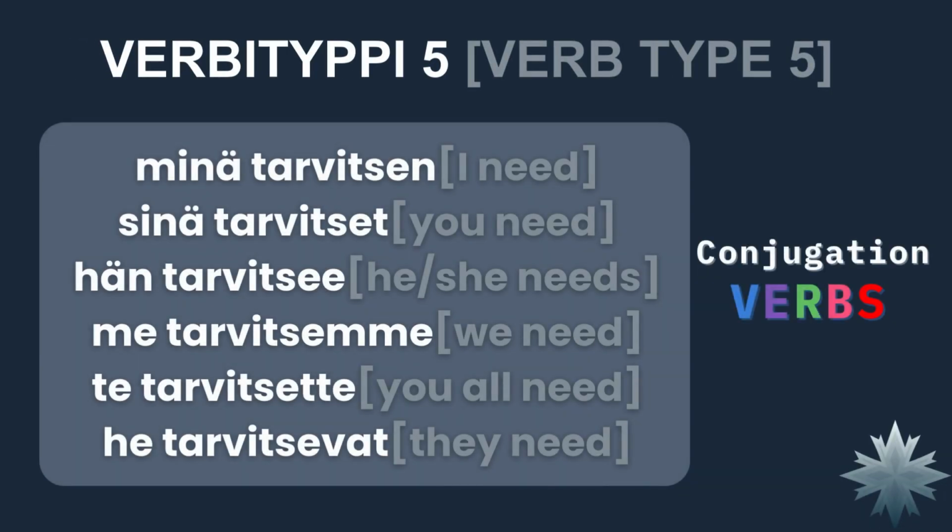Here we will look at all conjugations of the verb tarvita, means to need. Minä tarvitsen, I need. Sinä tarvitset, you need. Hän tarvitsee, he or she needs. Me tarvitsemme, we need. Te tarvitsette, you all need. He tarvitsevat, they need. That was all for today.